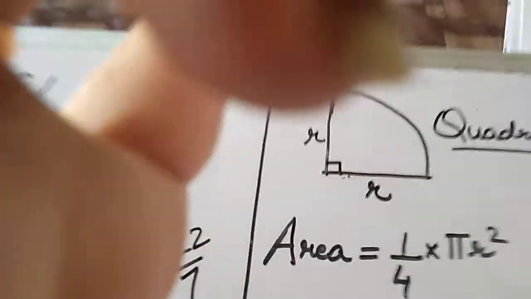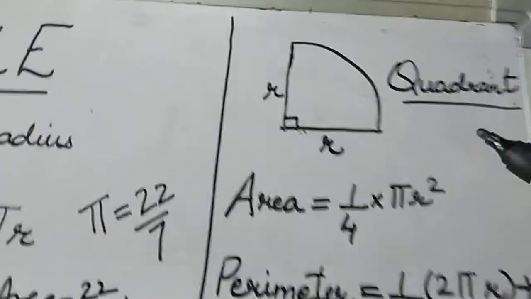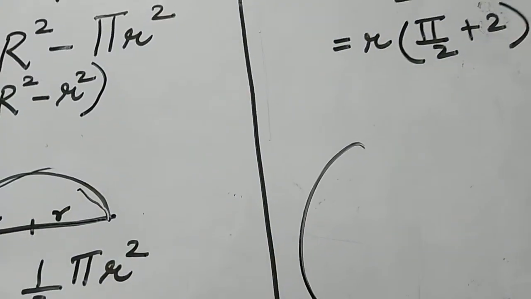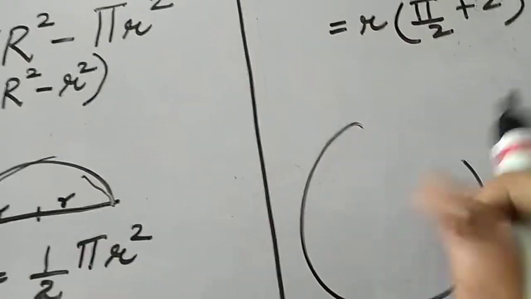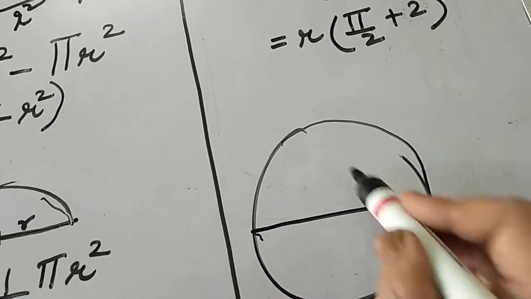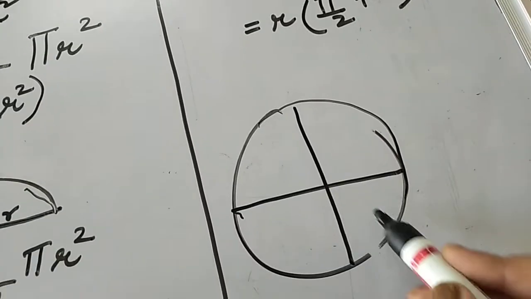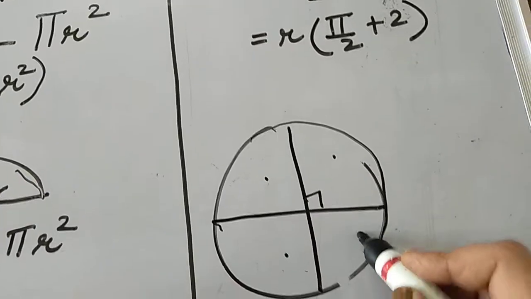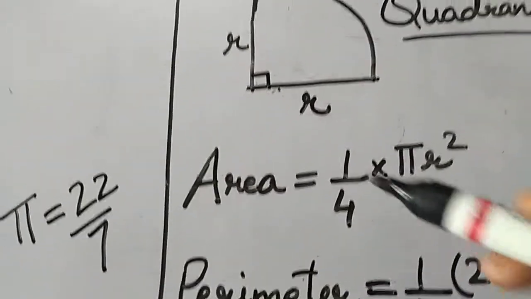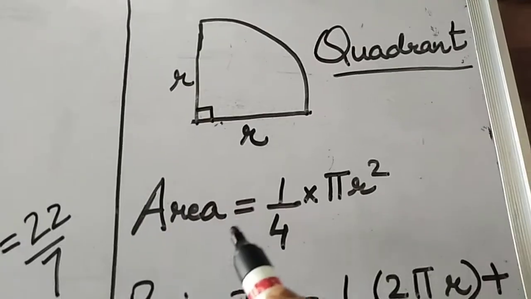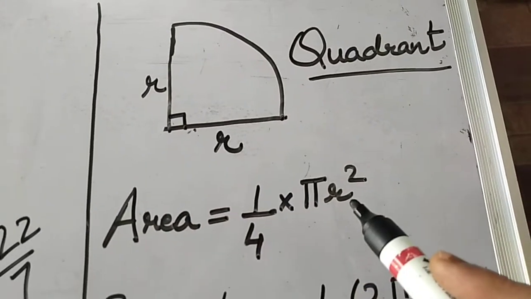Next is a quarter circle. A quarter circle is also known as a quadrant. What is it known as? Quarter means if you divide a circle into 4 equal parts. Yes, if you take a circle and divide it into 4 equal parts, that means you are making 2 diameters which are perpendicular to each other. We get 4 quarters. Yes, 1/4 of a circle is known as a quadrant. Now what will be the area of this? The area of the whole circle is pi r square, so the area of 1/4 of a circle will be 1/4 into pi r square.